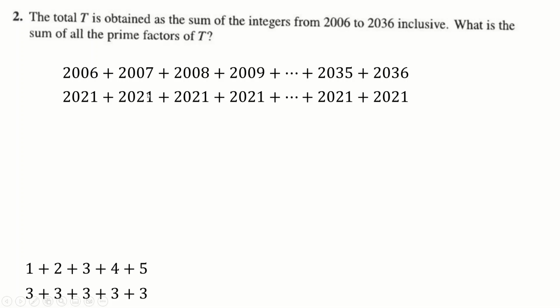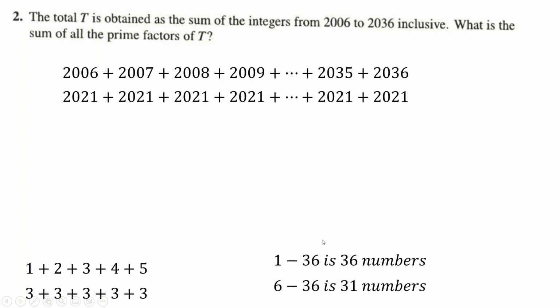Likewise, just like before, there are 31 copies of 2021 being added up here. There are 36 numbers from 1 to 36. Take away the 5 numbers you need to get to 6 itself, and you have 31 numbers left over here. So there are 31 numbers of 2021 here, so you times them by 31, and this is much easier. It still wants me to work out the prime factors, but this is prime, obviously.